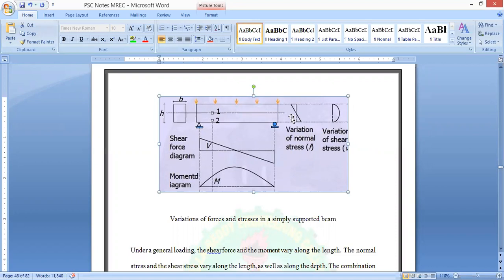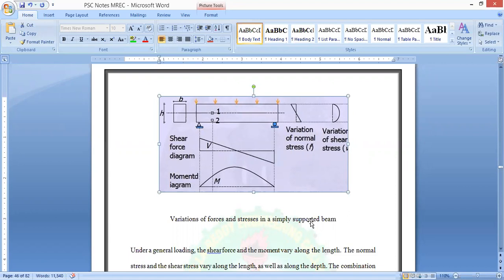Bending stress and the flexural. This is the shear stress diagram. At the neutral axis, at the CG, your bending stress is 0 and the normal stress is 0 and the shear stress is maximum. At the outermost fibers, your bending stress is maximum where the shear stress is 0, right? So this gives the variation of forces and stresses in a simply supported beam.